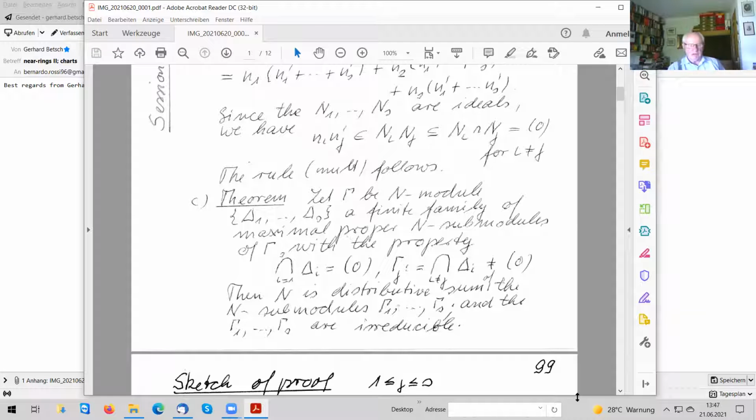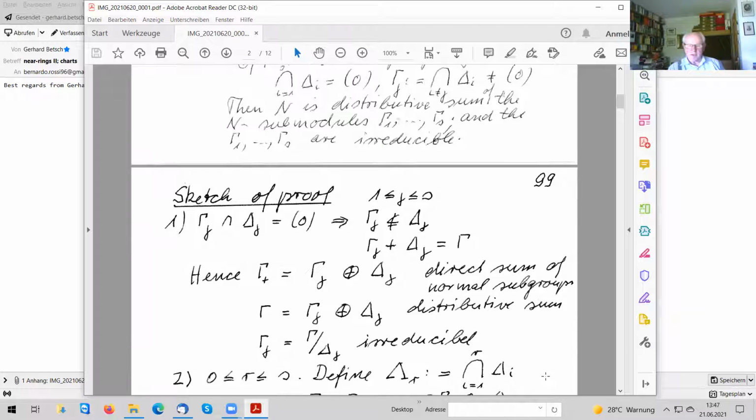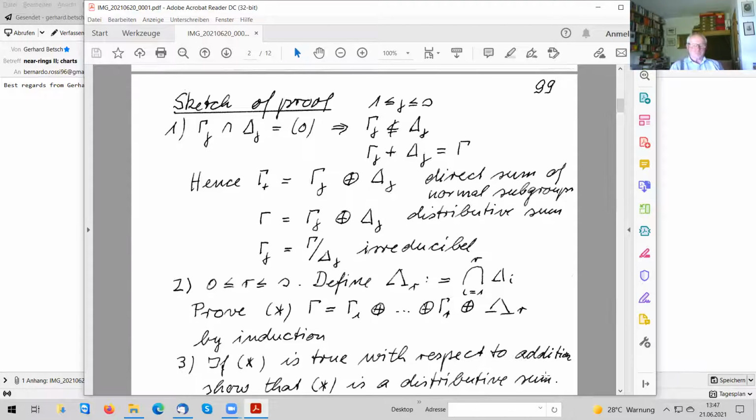Since we needed the context, I sent this page again. The new pages begin with 99. I give a sketch of the proof.